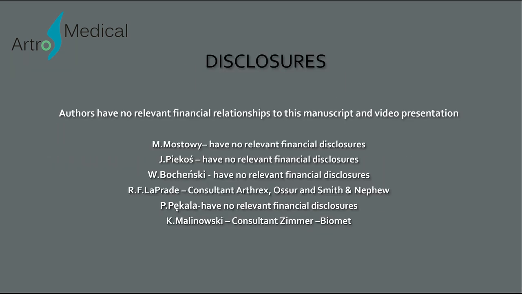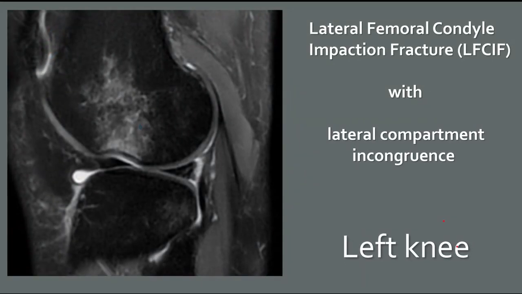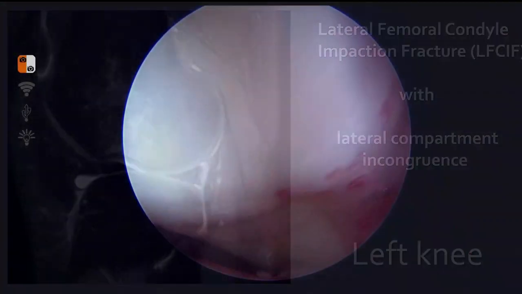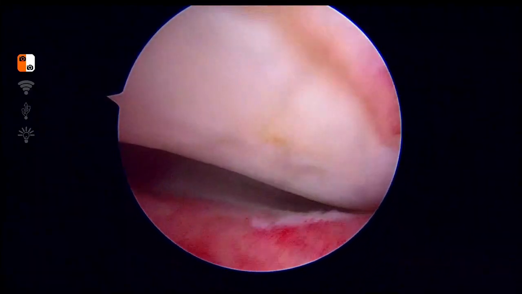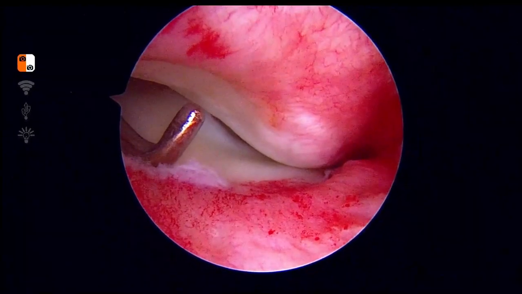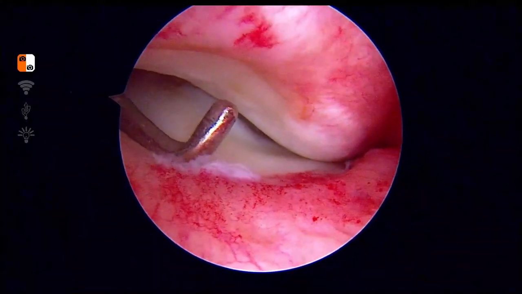The MRI scan in sagittal plane shows lateral femoral condyle impaction fracture with evident loss of congruity in the lateral compartment of the knee. The MRI findings are confirmed under the arthroscopic visualization. The LFC impaction fracture site has the depth of about 6 mm as measured by arthroscopic probe.